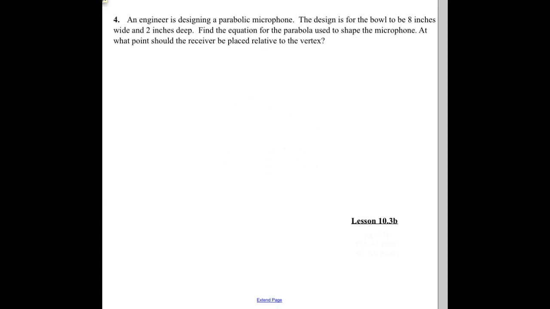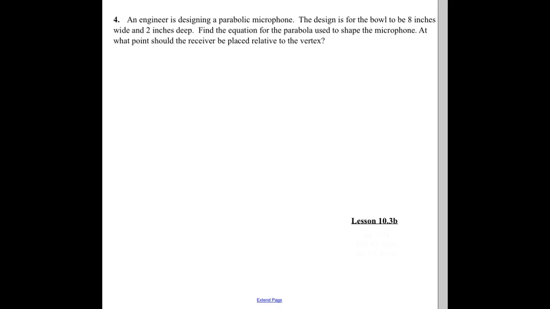We've been working with translated parabolas where the vertex is not at the origin. However, if you can sketch it so it is at the origin, it just makes your equation much easier. You don't have to worry about having an h and a k in there. So it says an engineer is designing a parabolic microphone. The design is for the bowl to be 8 inches wide and 2 inches deep. Find the equation for the parabola used to shape the microphone, and at what point should the receiver be placed relative to the vertex? Well, remember that sound all has to get concentrated where? At the focus.